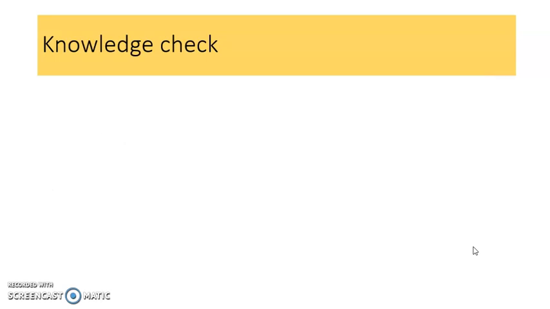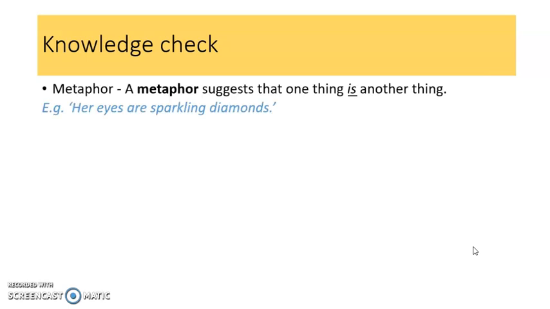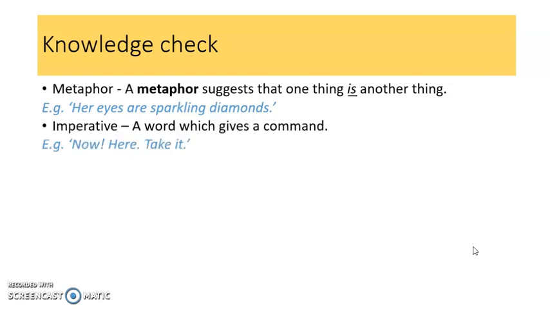Okay, so hopefully you've had a go at that task. I'm going to go through now the answers and some examples. So number 1, a metaphor suggests that one thing is another thing. So for example, her eyes are sparkling diamonds. Number 2, imperative. This is a word which gives a command. So you might say now or here, take it. You're telling your reader to do something.